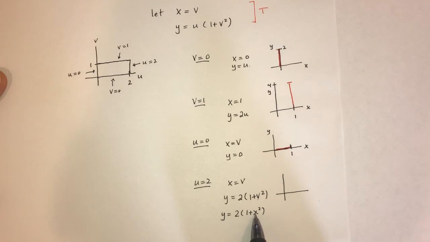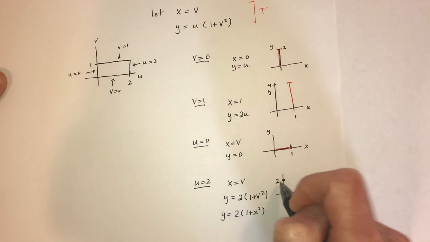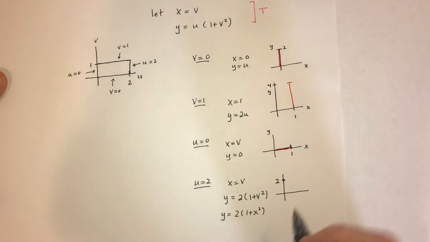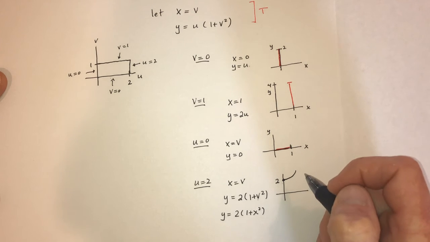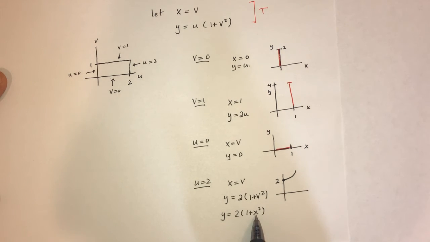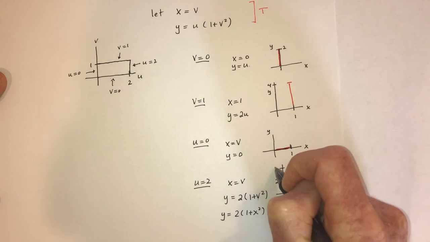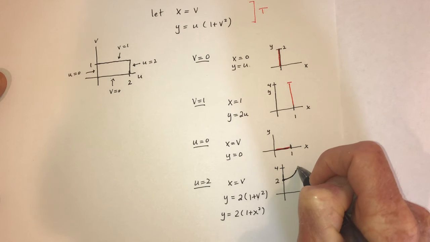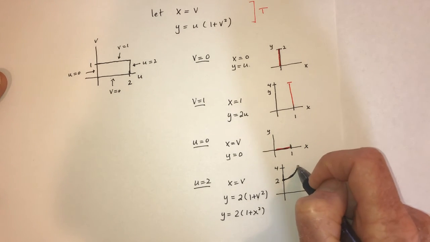Well, if x is 0, then y is going to equal 2. And then this would be a parabola that's going up. So it's going to be a parabola going up like this. And by the time x equals 1, this would be 1 plus 1, so that's 2 times 2 is 4. So it's going to go up to 4. I meant to make this one in red so it matched the others, but that's okay.